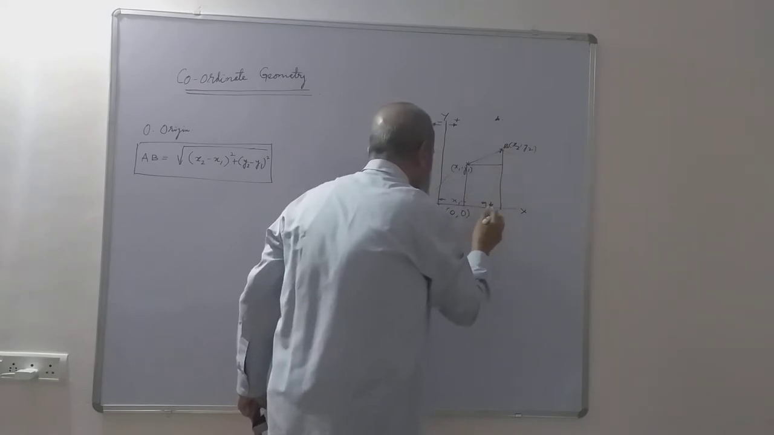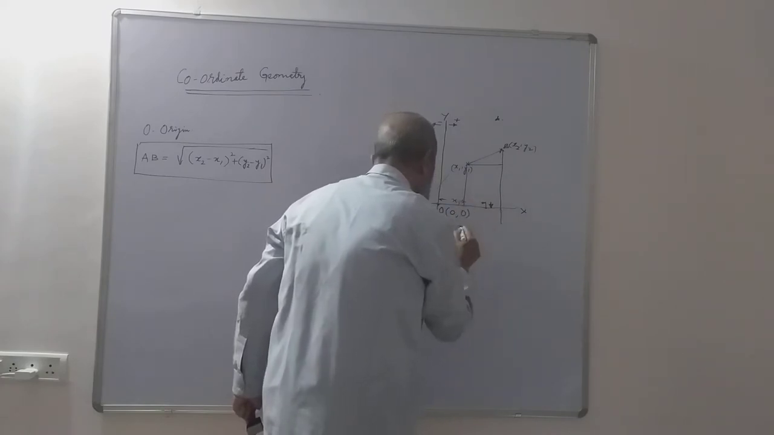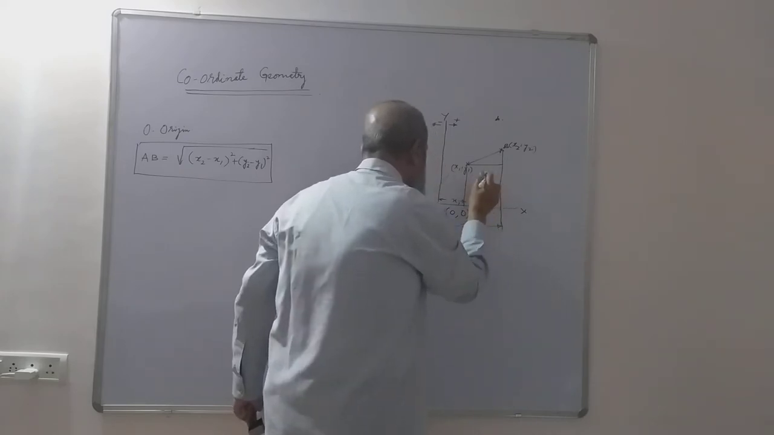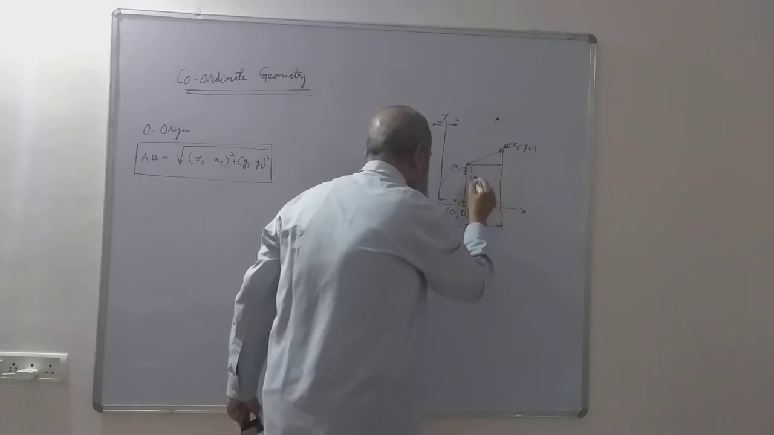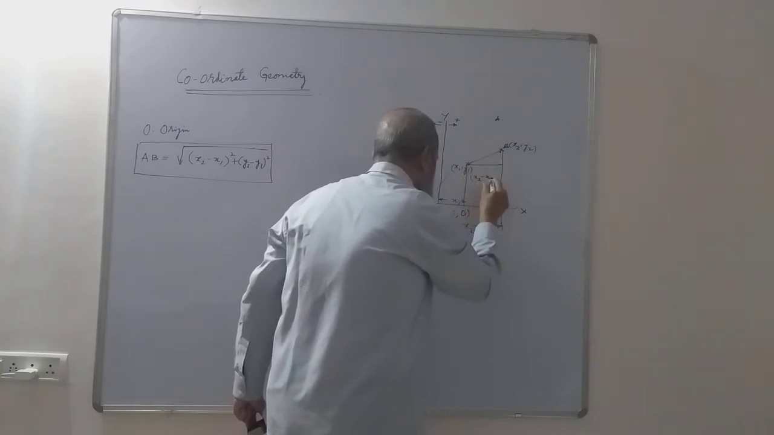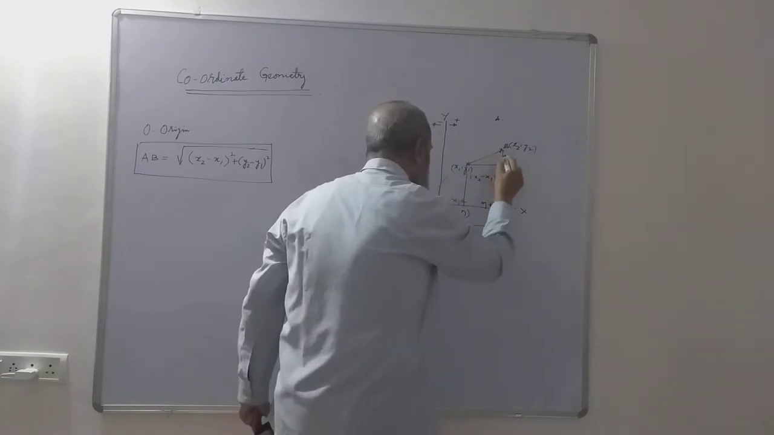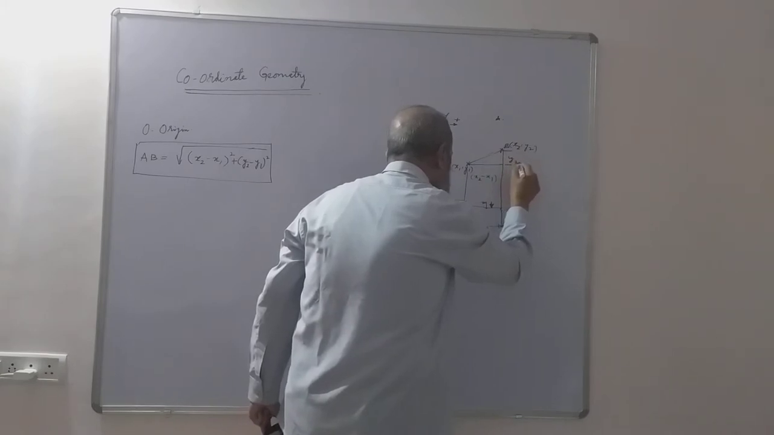So, you can see here this is x1, from here to here it is x1. This is x2. So, if I draw a perpendicular here also, this distance will be x2 minus x1. Similarly, this distance is y1 and this is y2. So, this will be y2 minus y1.